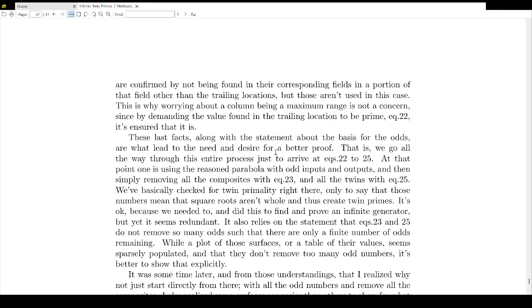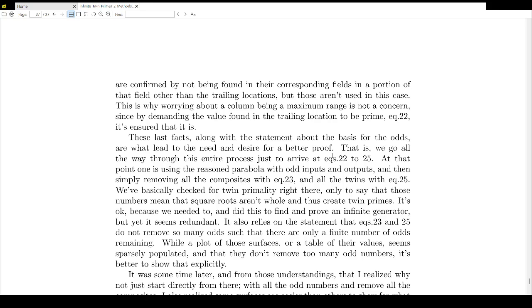These last facts, along with a statement about the basis for the odds, are what lead to the need and desire for better proof. But like I said, you can hear me talking about it. It's not really convincing unless you sit down and work with it and know that what I said here is true. And this was, I think, one of the first proofs I wrote like 12 or 15 years ago before I even knew how to use LaTeX.